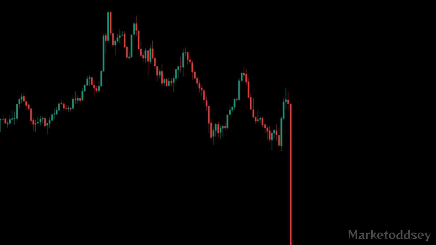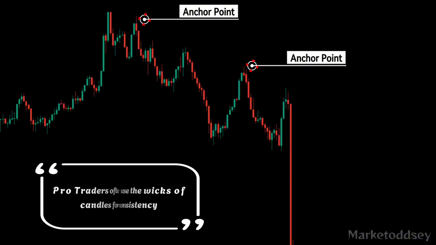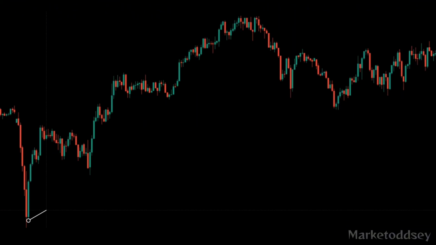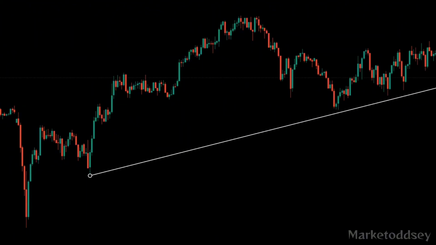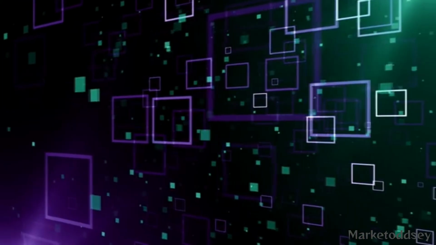But here's the catch. You need at least two crystal clear anchor points, two obvious tops or bottoms where price sharply reverses. Pro traders often use the wicks of candles for consistency because they represent the true extremes of price action. Now, never force a line to fit your bias. If those two anchor points don't naturally line up, it's not a valid trend line. An obvious line beats a perfect-looking but contrived line every time.